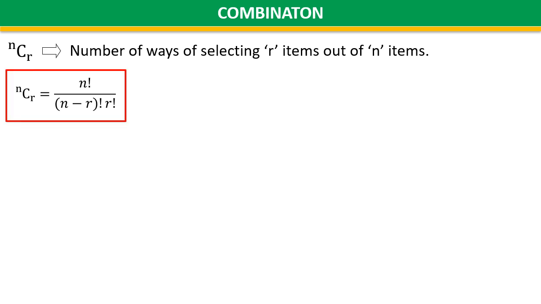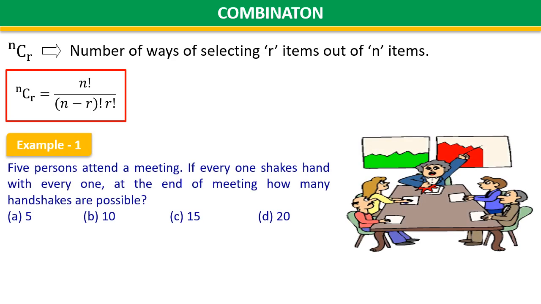Let us take one example to understand its application. 5 persons attend a meeting. If everyone shakes hand with everyone at the end of the meeting, how many handshakes are possible? To count one handshake, I need every time 2 persons out of the 5 persons. So the number of ways of selecting every time 2 persons out of 5 persons is 5C2, which is equal to 5 factorial divided by 3 factorial into 2 factorial. If I solve this, the answer comes out to be 10. So total 10 handshakes are possible if everybody shakes hand with everybody exactly once.